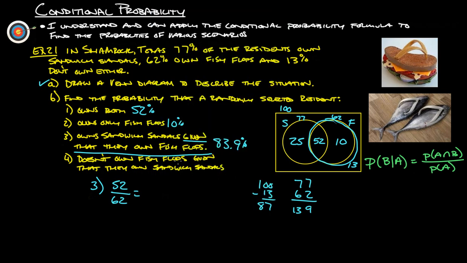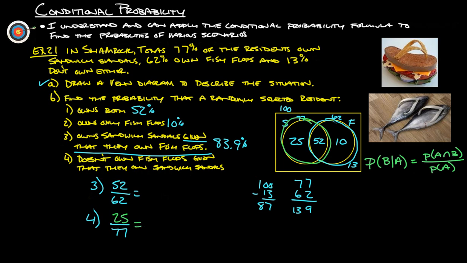And then, doesn't own fish flops, given that they own sandwich sandals. For number 4, sandwich sandals is 77 total. I'm going to circle this in a different color here. So there's our sandwich sandal people, that's our 77 people. Now, given that, how many do not own fish flops? That's these 25 over here.